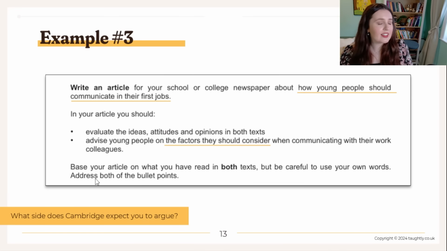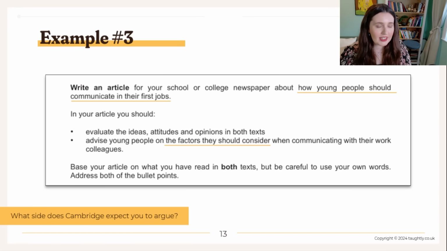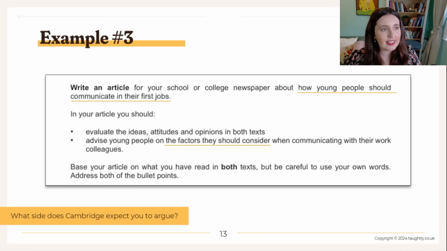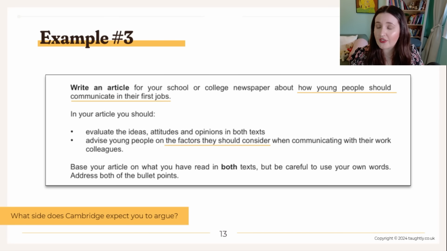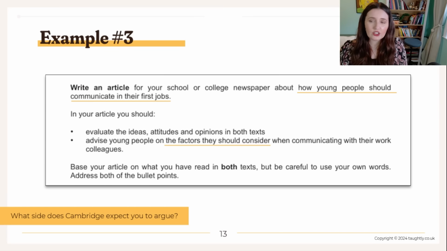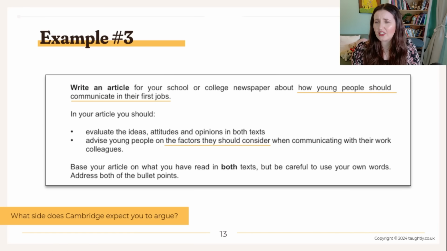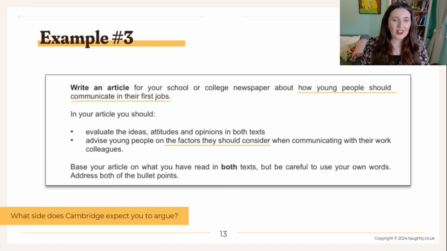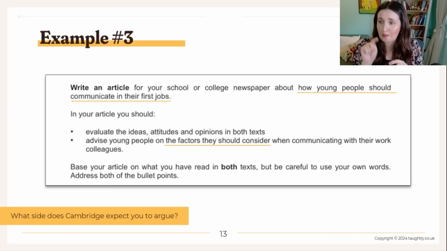Now, I did this one recently with a tutee, and her mistake was she took the ideas in the text and took them as fact, right? So this is how young people communicate and this is why it's bad. And actually what you needed to do for this past paper was be a bit more critical of the ideas. If these texts are criticising young people, are their criticisms fair? Are they true? So don't just take the text as absolute truth, because for this one, Cambridge wanted you to poke at it and say, actually, this isn't a very strong argument and it's not representative of reality.